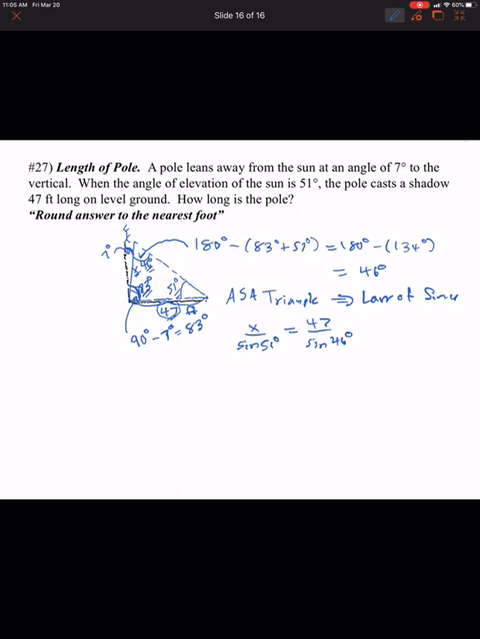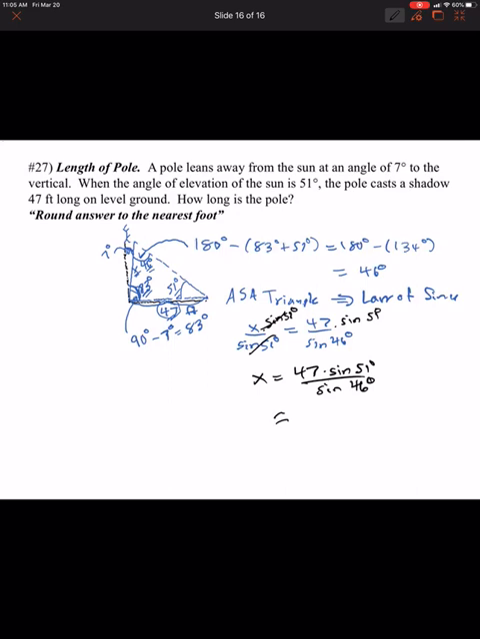Let's solve that. Let's get X by itself, so we'll multiply both sides by the sine of 51 degrees. As we do that, X is equal to 47 times the sine of 51 degrees divided by the sine of 46 degrees. Remember, we want to find how long this pole is to the nearest foot, so let's get a whole number for that.